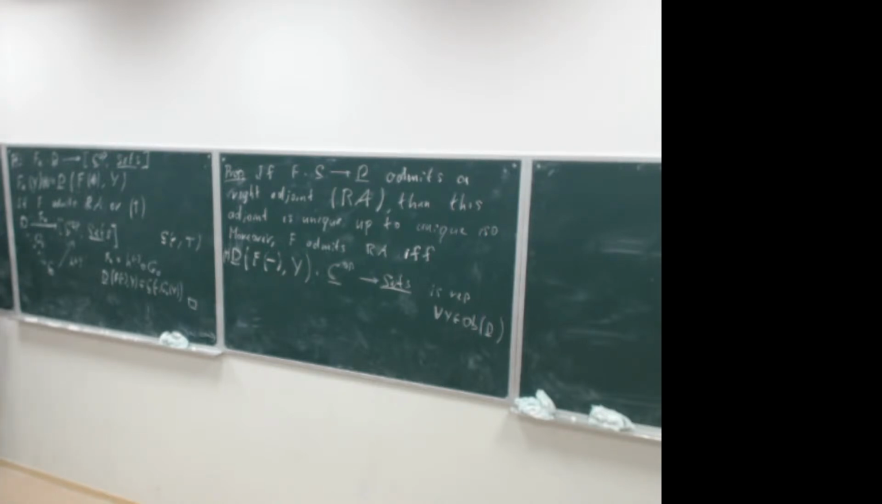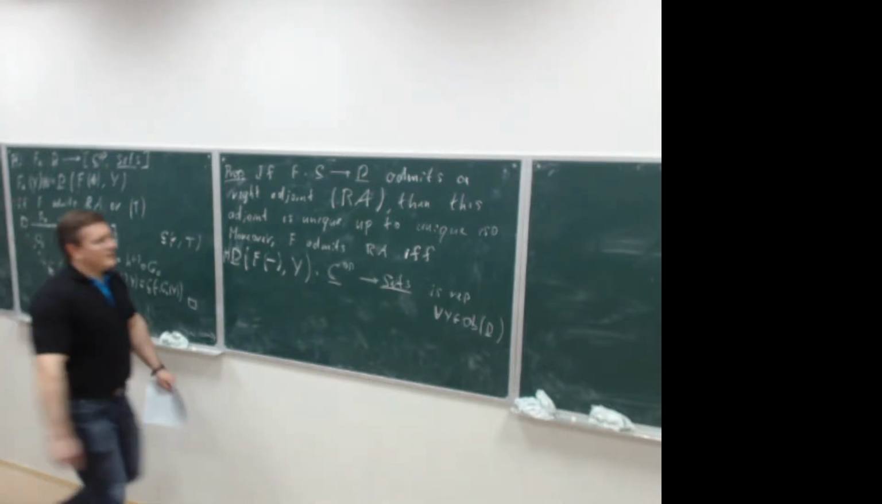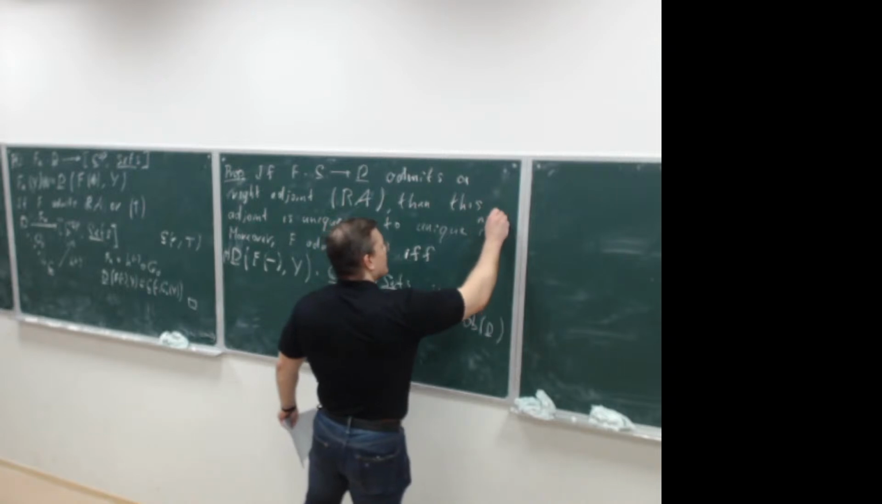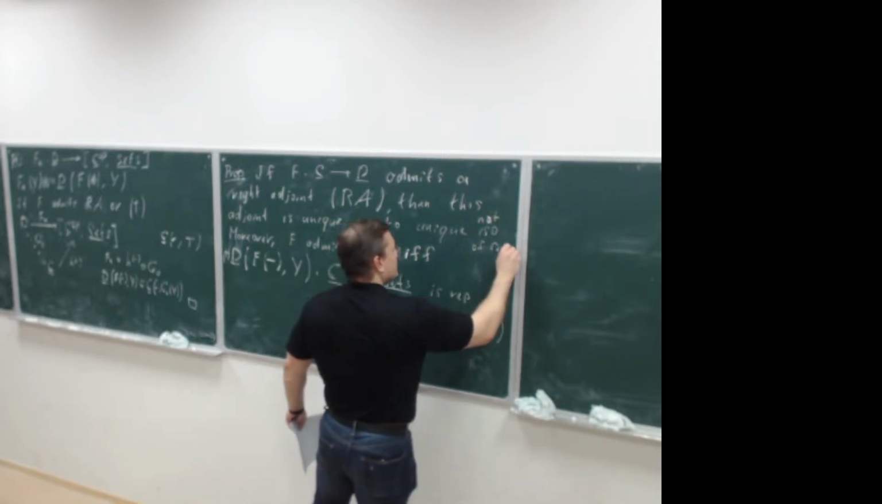So isomorphism there means the natural isomorphism, right? The unique is unique up to unique isomorphism, meaning isomorphism of functors. Yeah, up to unique natural isomorphism of functors.